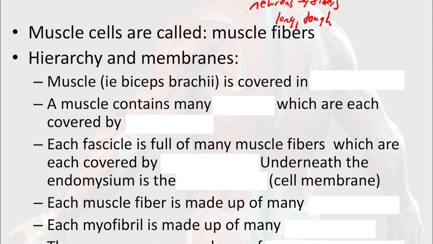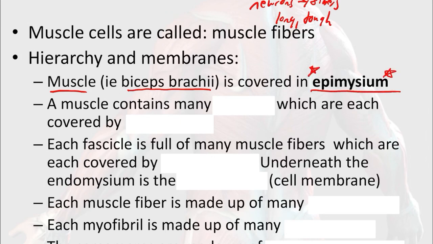As far as the hierarchy goes, we're going to start with what we think of as a muscle. We'll start with something like the biceps brachii. That's your biceps muscle in your upper arm, and that would be called the gross muscle, the large muscle that you can see. As we work our way down the hierarchy from there, each level has a different named membrane that covers it. So let's start with the whole muscle itself, the gross muscle. That is covered by a membrane called epimysium. Epimysium covers the whole muscle.